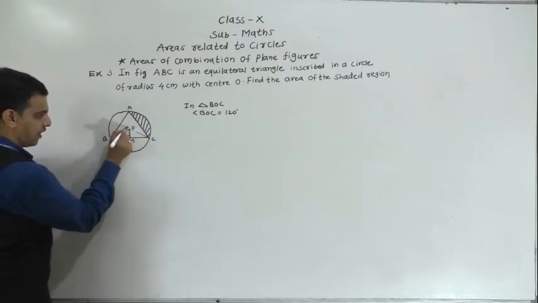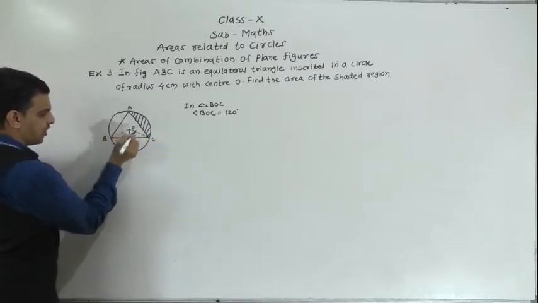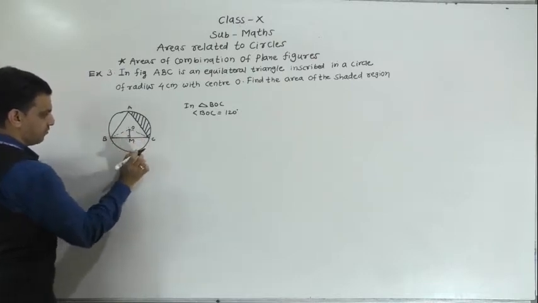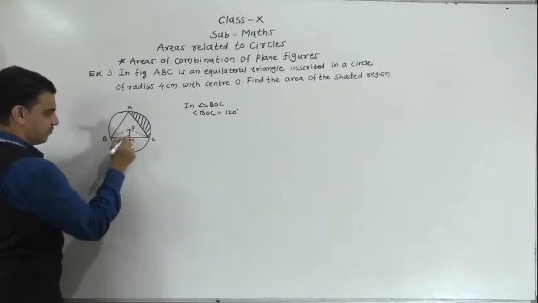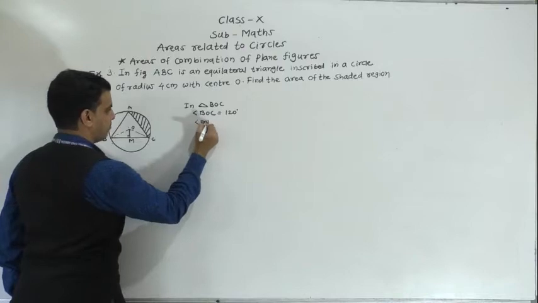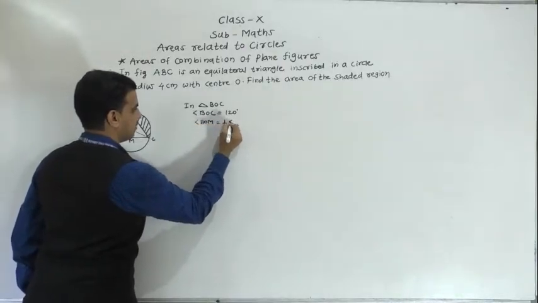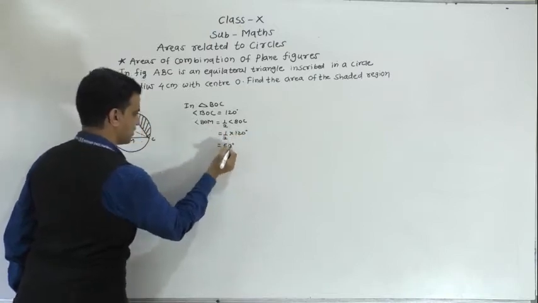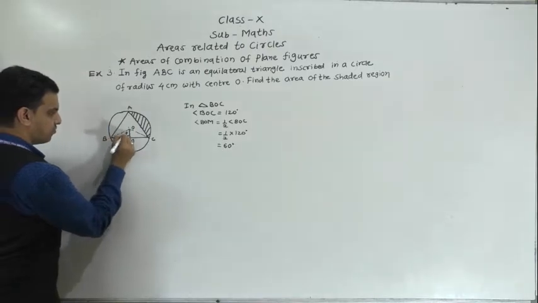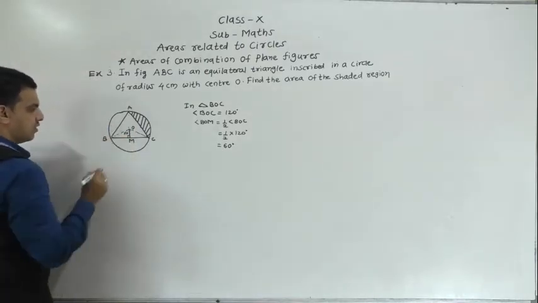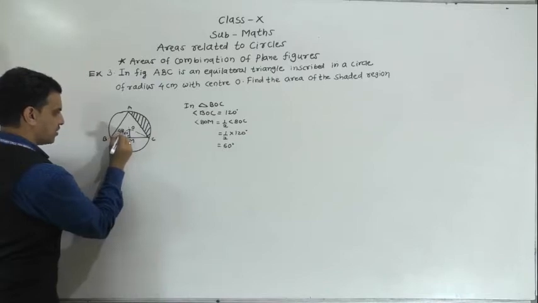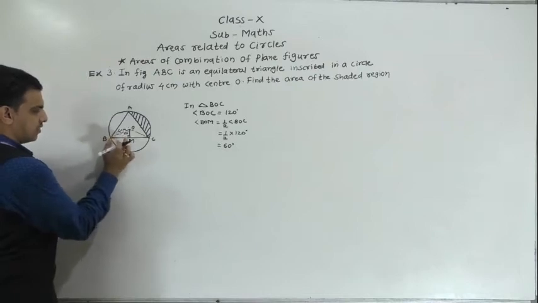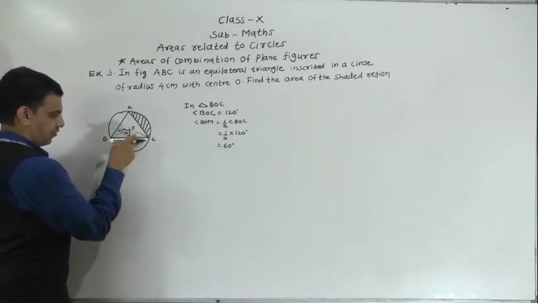Okay, so total angle is 360 degree. If we divide it by 3, we will get the measure of one angle, that is angle BOC is 120 degree. So if angle BOC is 120 degree, angle BOM, that is half of angle BOC, that is half of 120 degree, is equal to 60 degree. So angle BOM is 60 degree. Okay, this OB radius is given 4 centimeter. So if we use sine 60, then we can find the side of the equilateral triangle.